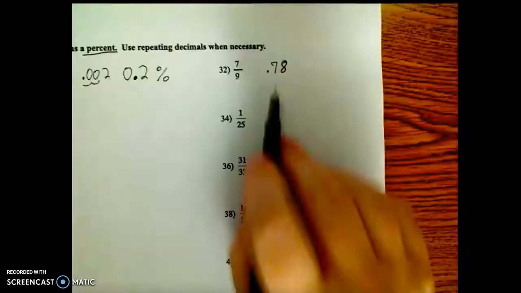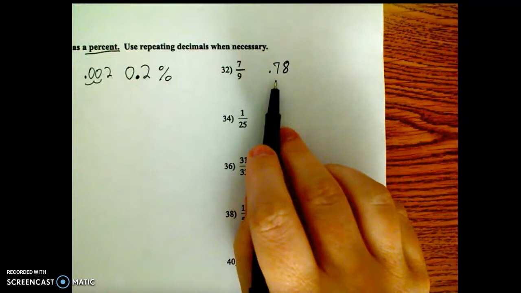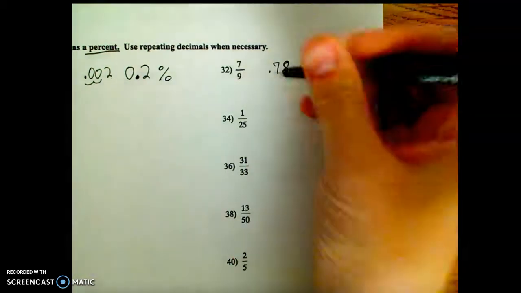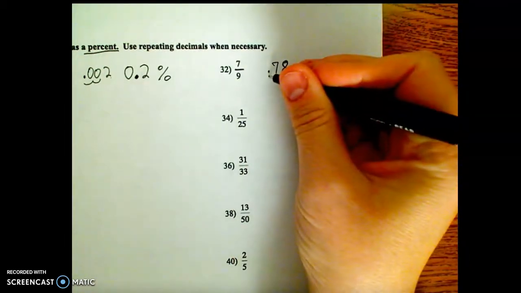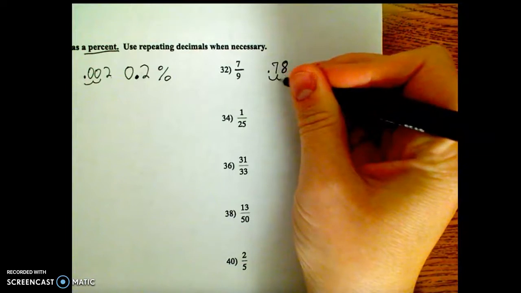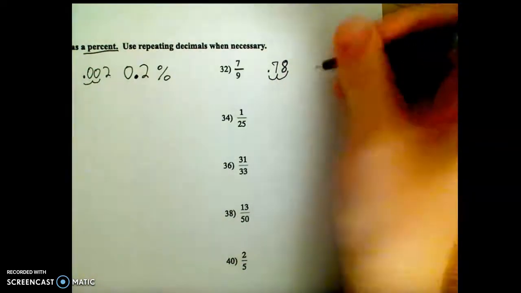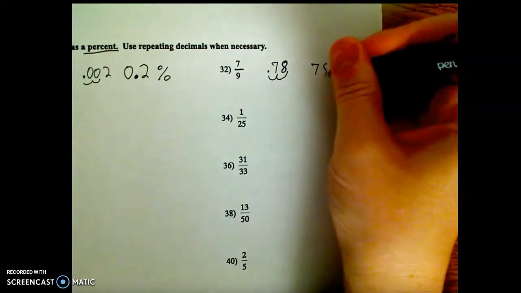And again, that's a decimal, but it is not a percentage. So I'm ready to change it into a percentage. I'm going to take that decimal and move it 2 times. 1, 2. Aha! It needs to end up at the back of the 8. So I have 78%.